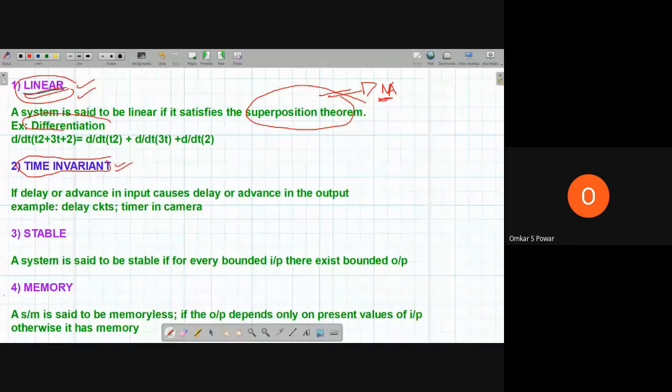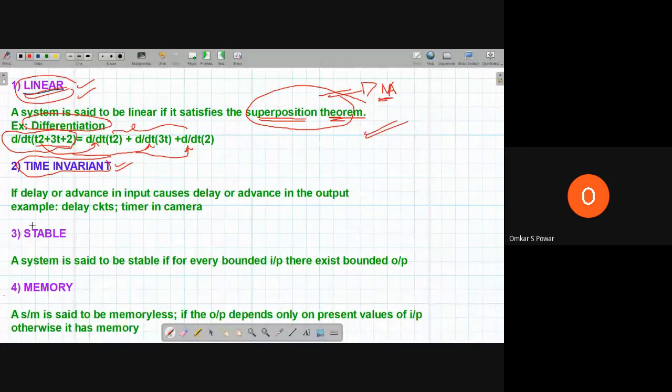For example, you take the differentiation of a certain function, say t square plus 3t plus 2. The differentiation of t square plus 3t plus 2 is equal to the sum of the individual components: differentiation of t square separately, differentiation of 3t separately, differentiation of 2 separately. When you add them together, you get this differentiation. That is your superposition theorem. If you don't understand, don't worry. When we solve the problems, you'll get a better insight into it. So this is what is meant by a linear system.